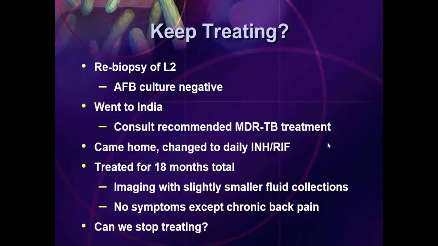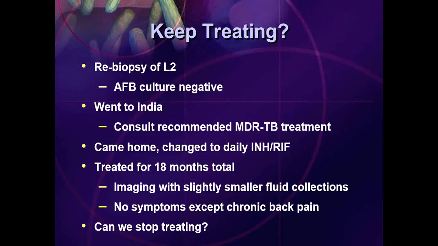So it'd been 12 months. People weren't really sure what to do with her. They rebiopsied her L2, and I believe it was smear positive, but AFB culture negative. And she ended up going to India to get a consult from a TB expert there. They recommended she just be put on like 7 drugs for MDR TB treatment. She was not as excited about that. I don't blame her. She came home and talked it over with people here, and she was changed to daily INH and rifampin, and the decision was made to keep treating.